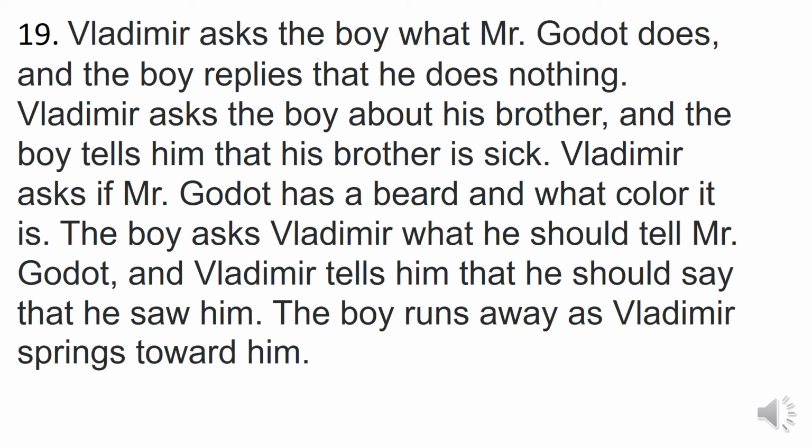Vladimir asks the boy about his brother, and the boy tells him that his brother is sick. Vladimir asks if Mr. Godot has a beard and what color it is. The boy asks Vladimir what he should tell Mr. Godot, and Vladimir tells him that he should say that he saw him. The boy runs away as Vladimir springs towards him. Okay, so the boy replies that he has a white beard, also suggesting a majestic, fable-like character like Santa. Santa also has the long white beard. So suggesting a character that might not exist, bringing that into play.